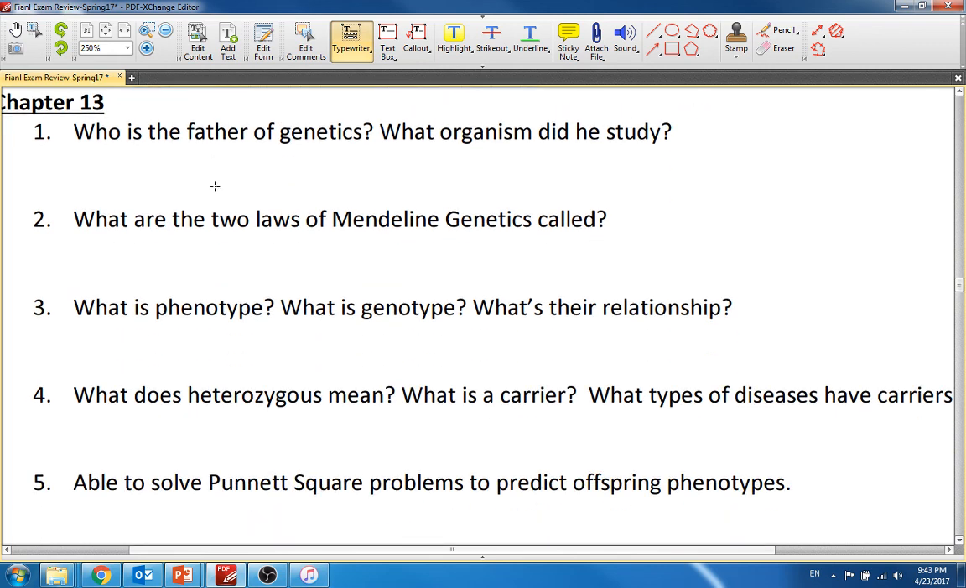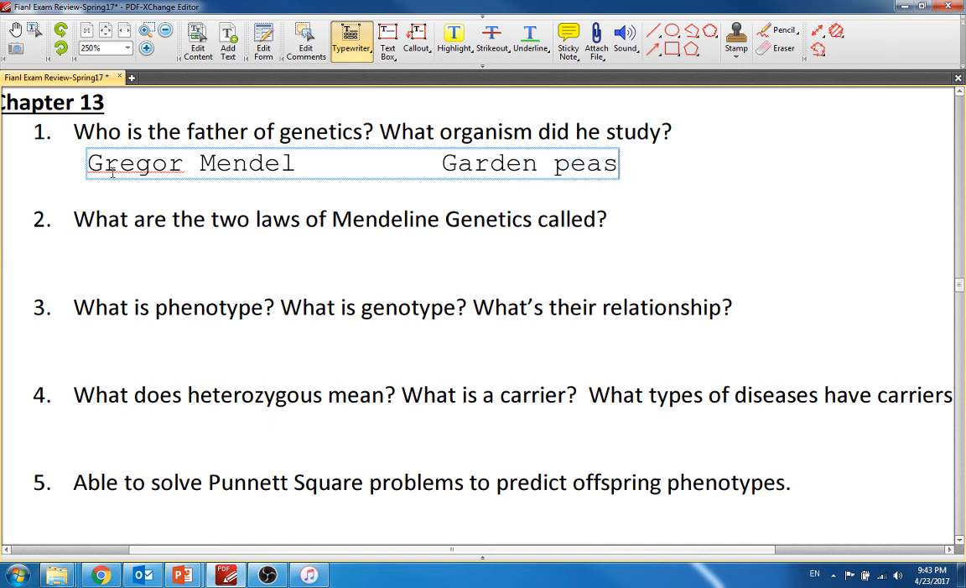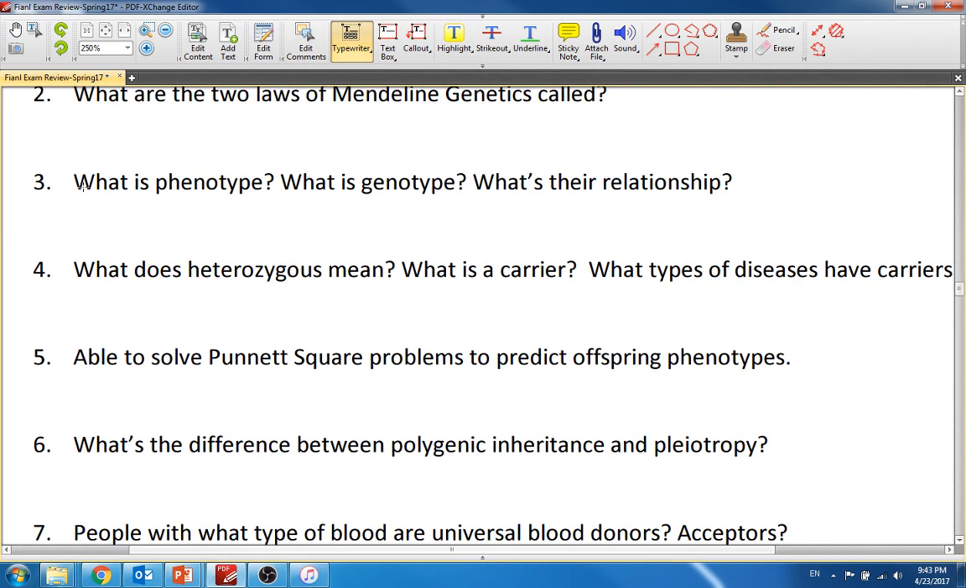Chapter 13, question number 1. Who is the father of genetics? That would be Gregor Mendel. What organism did he study? He studied garden peas. Number 2, what are the 2 laws of Mendelian genetics called? The first law is called the law of segregation, and the second law is called the law of independent assortment.